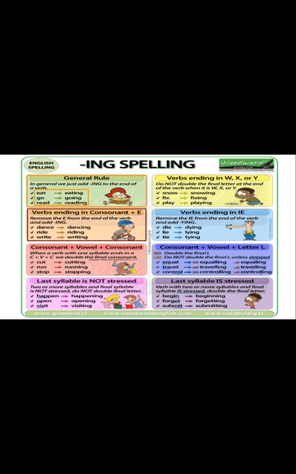With consonant, vowel, consonant. El verbo termina en consonant, vocal, consonant. Y es un one syllable verb, un verbo de una sílaba. Run, stop. Vean, eran consonant, vowel, consonant. Se duplica la última consonant. Cut, cutting, run, running, stop, stopping. Son reglas de escritura. The pronunciation is almost the same. All is good.